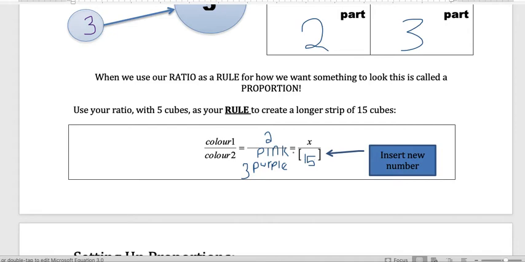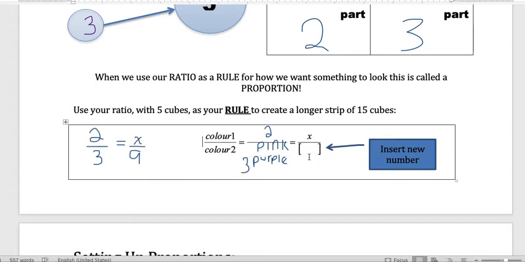So I'm going to pull it out, make it look a little neater so it's not shrinking as I'm writing. So 2 pinks to 3 purples is equal to 9 purples over how many pinks. So I'm going to fix this. Should say 9 at the bottom here. This should actually be a 9.